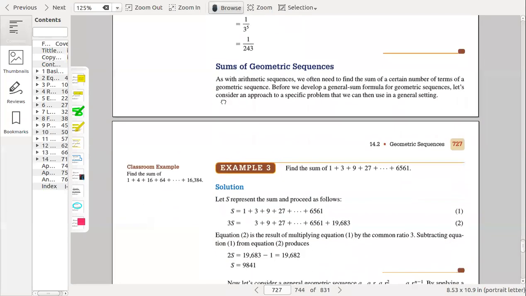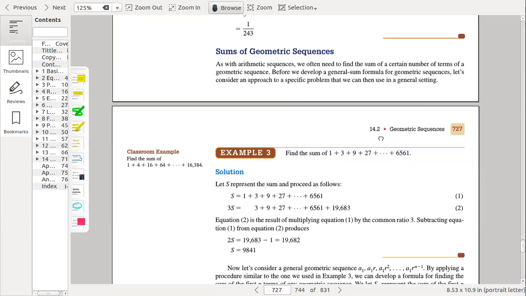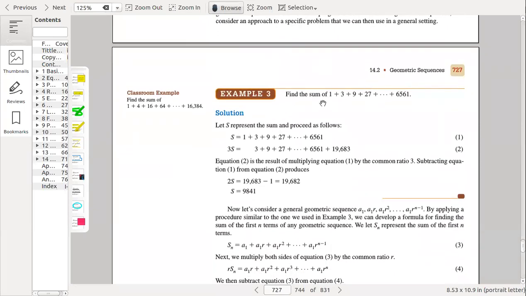Next is the sum of a geometric sequence. As with the arithmetic sequence, we often need to find the sum of a certain number of terms of a geometric sequence. Before we develop a general sum formula for geometric sequences, let's consider an approach to a specific problem that we can then use in a general setting. So, example: find the sum of 1 plus 3 plus 9 plus 27 plus so on.